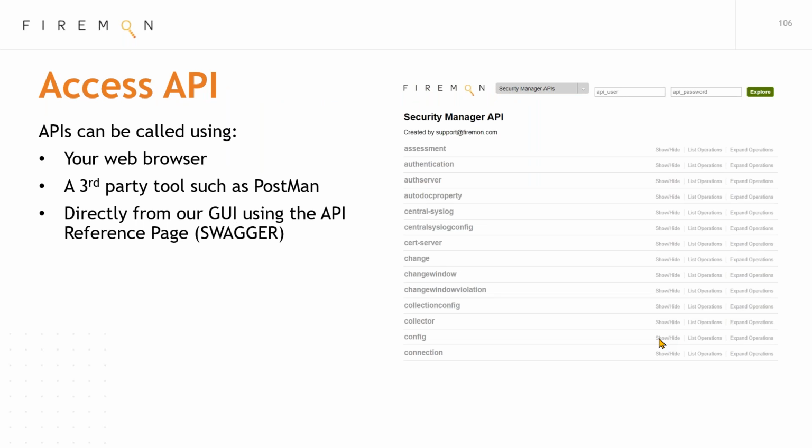All right, how do we access the APIs in FireMon? Well, we can do that a couple of different ways. You can get at them through browser calls. You could use third-party tools such as Postman, or we also offer an API reference page in our GUI, in the administration GUI specifically, which takes us to one of those third-party tools that's called Swagger.